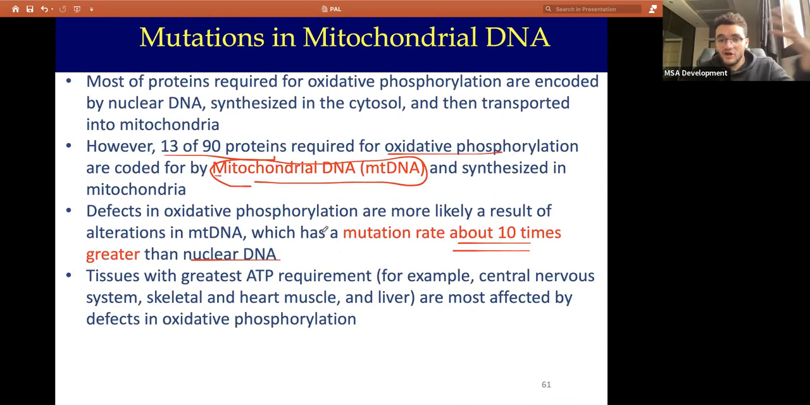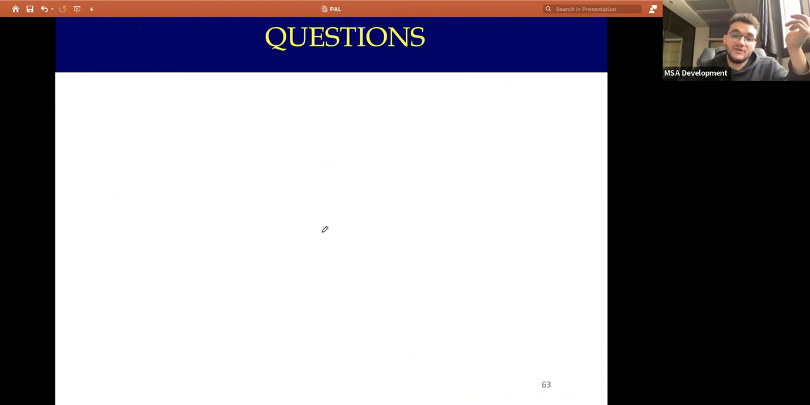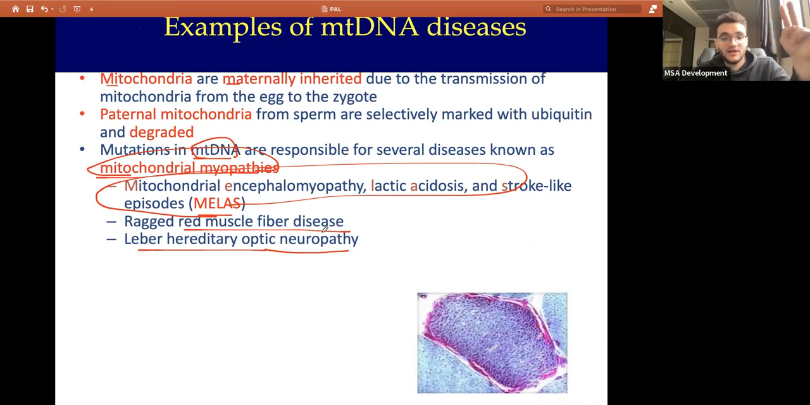That's the whole point of mitochondrial DNA: it codes for proteins in oxidative phosphorylation, it's more prone to mutation, and it comes from the mother and not from both mother and father. All right, so is that clear for everything? If you do have any questions, type it in chat, or you can unmute, whatever you want. Is that clear? Okay.